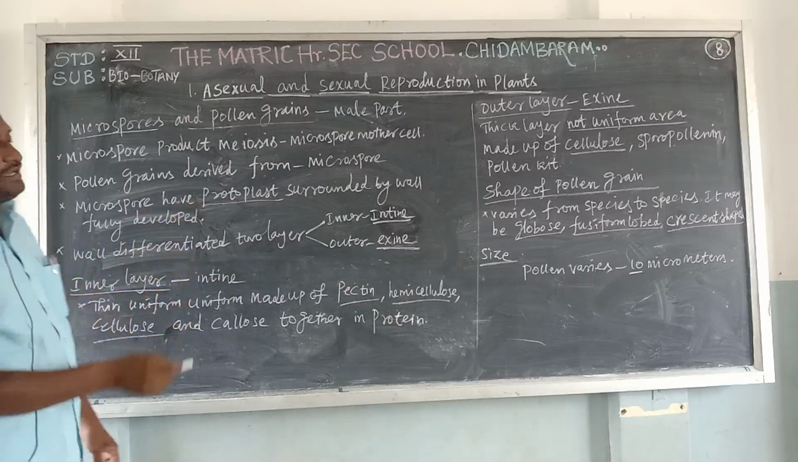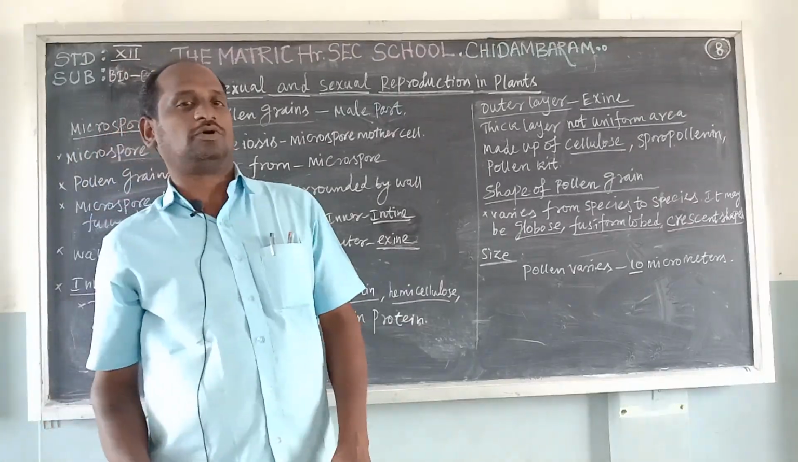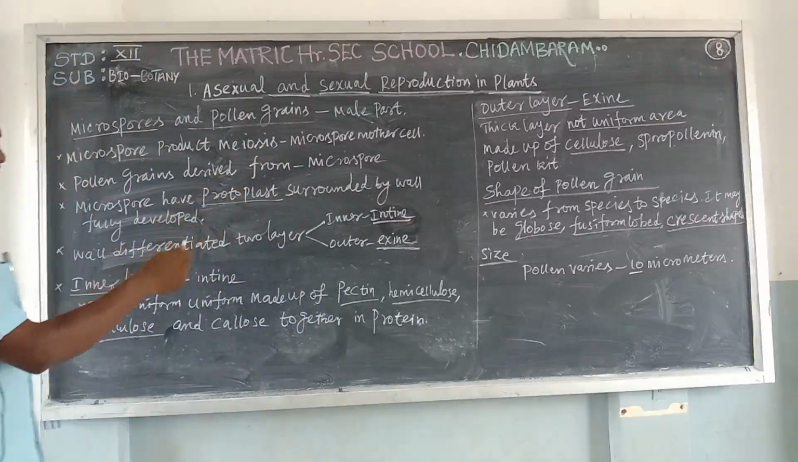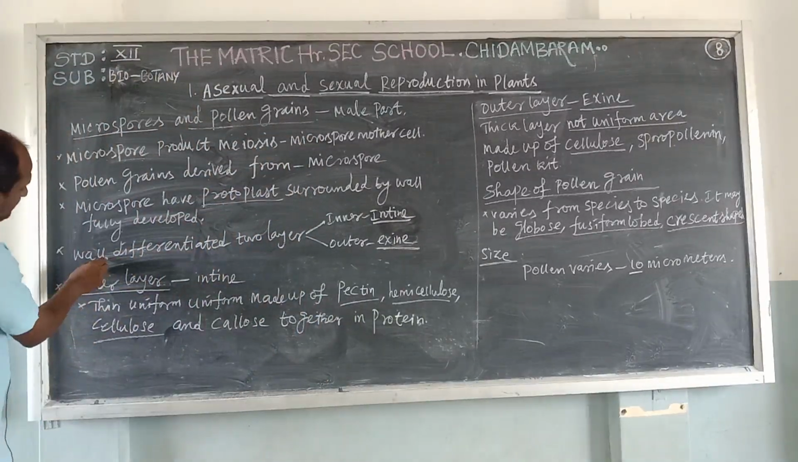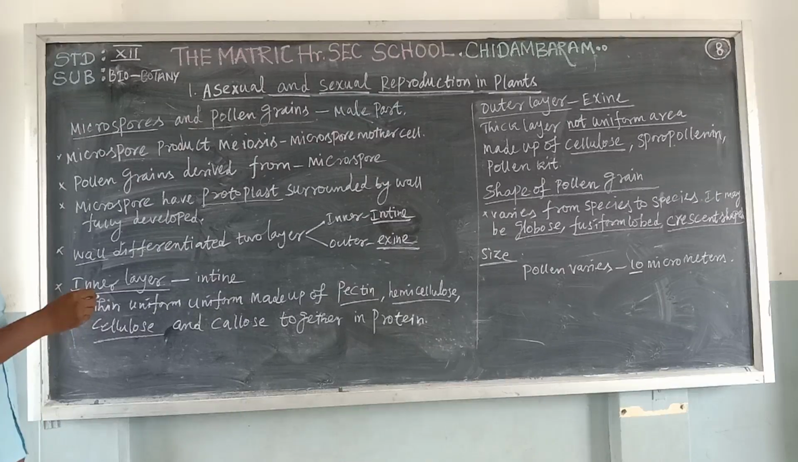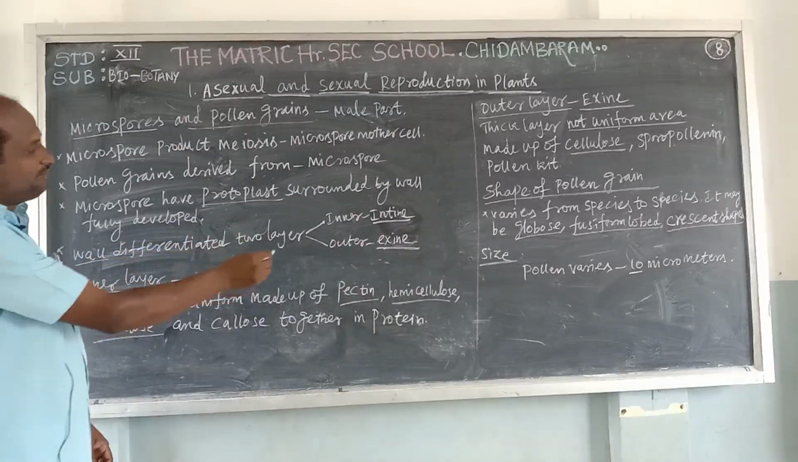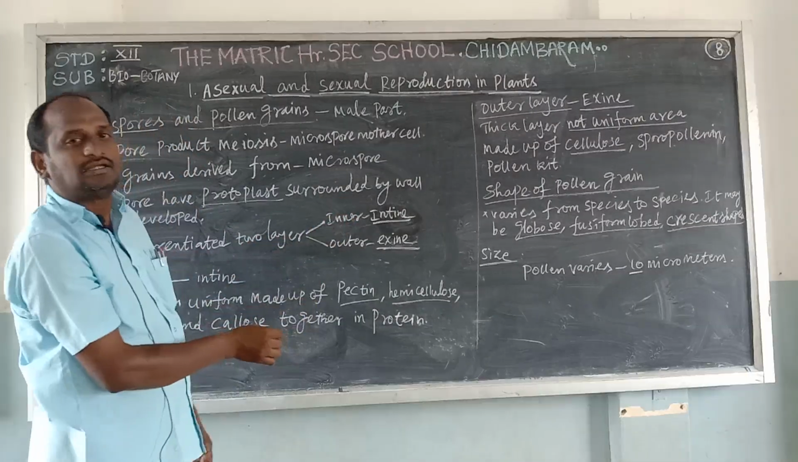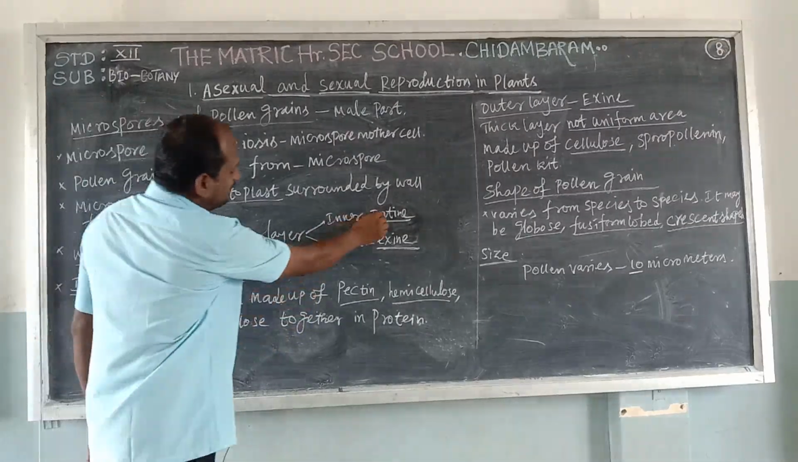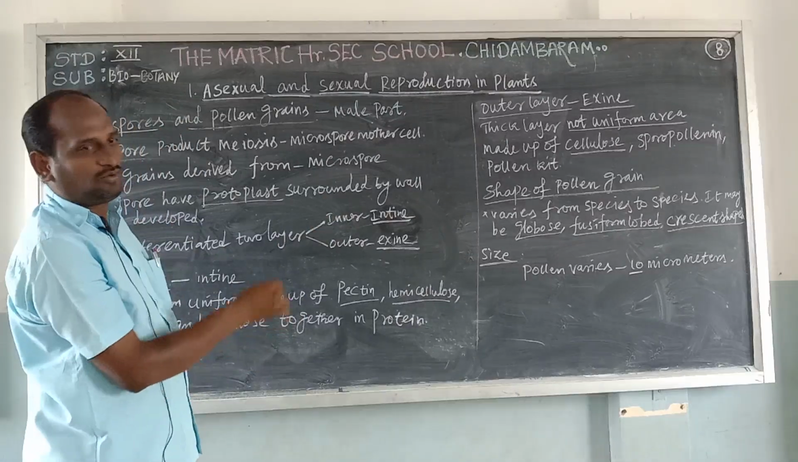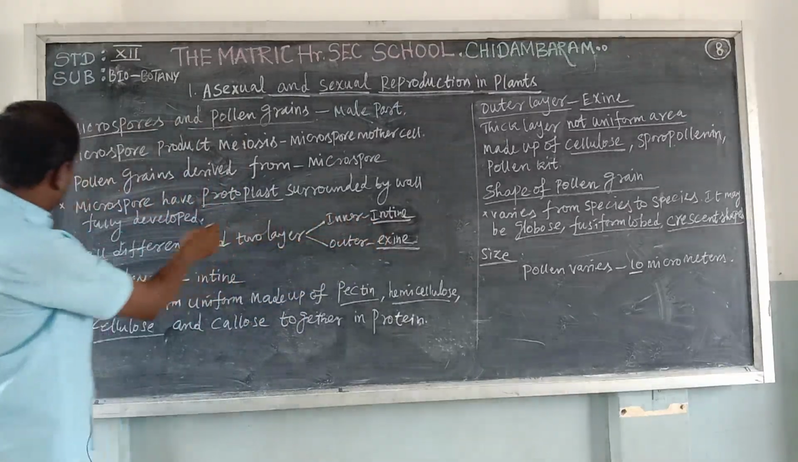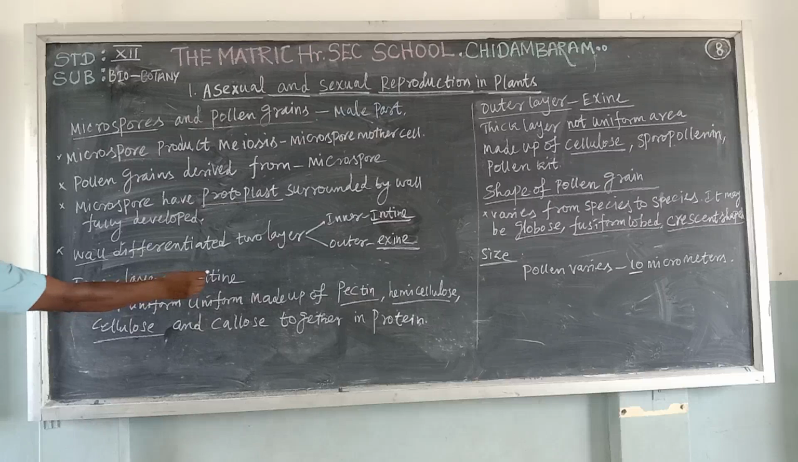Next, in each anther the microspore is covered by a wall. The wall of the pollen grain is differentiated into two layers. The first one, the inner layer, is the intine, and the outer layer is called the exine.